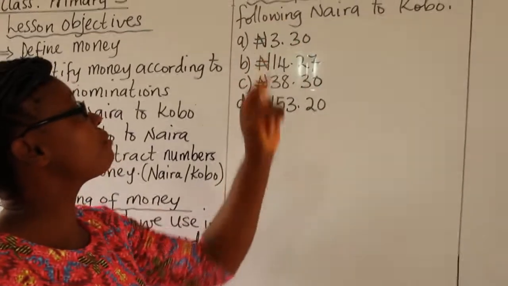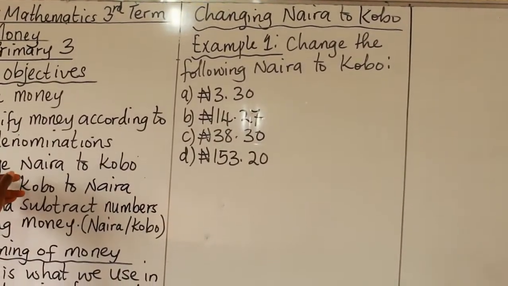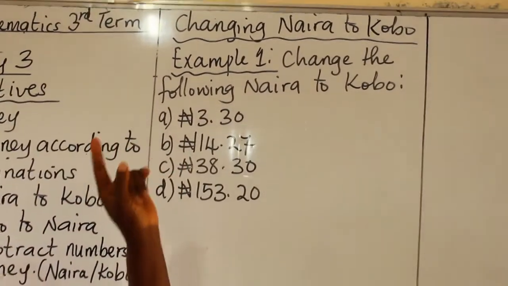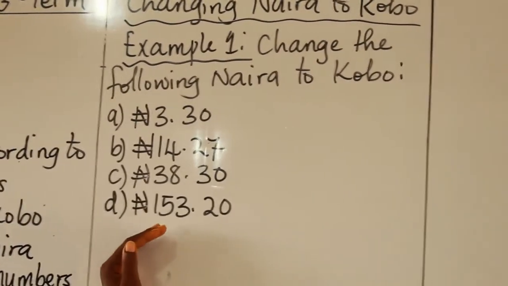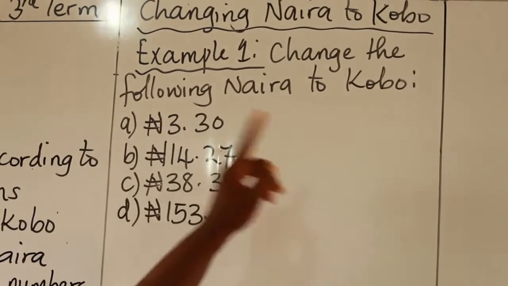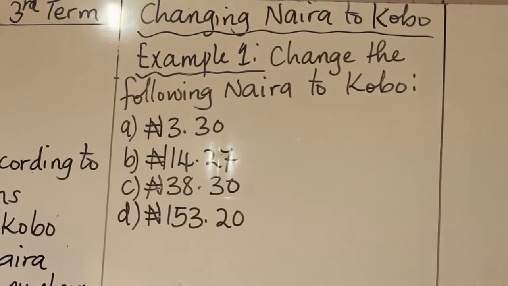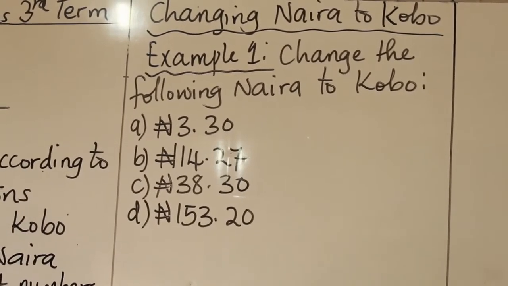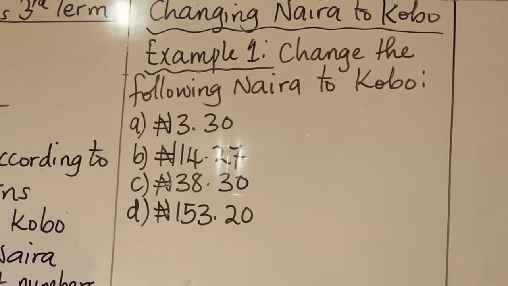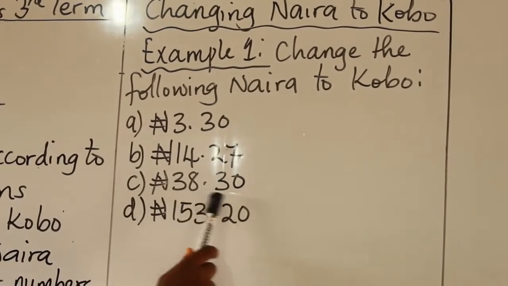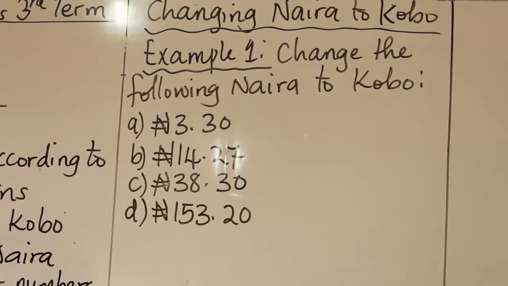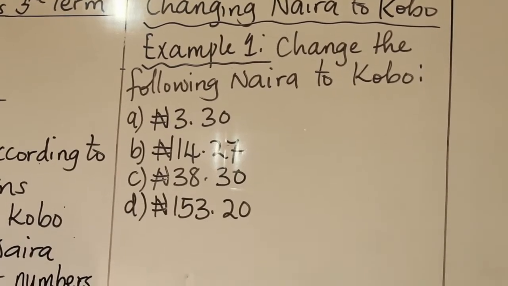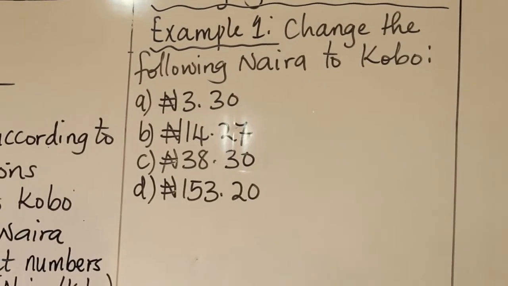Okay. For the third objective of this lesson, we are going to be changing from naira to kobo. I've written down some examples here. I said change the following naira to kobo. Number A is 3 naira 30 kobo. We have 14 naira 27 kobo. C, we have 38 naira 30 kobo. And then we also have the last one, 153 naira 20 kobo. This is how we write money in mathematics.